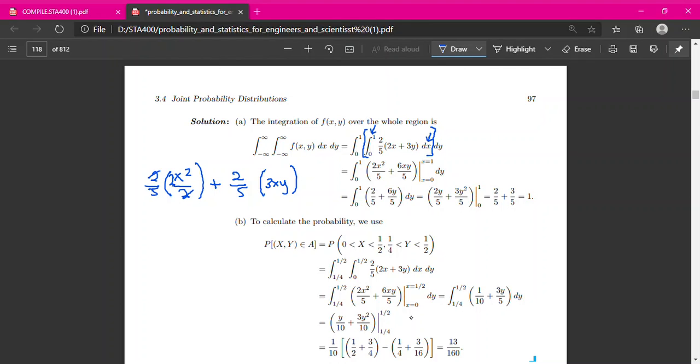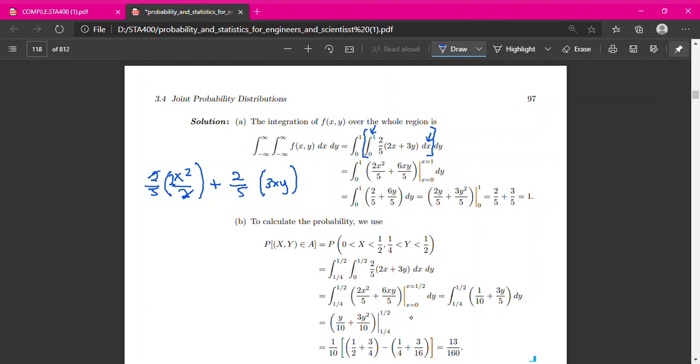So y ni akan jadi constant. 3y ni akan jadi constant. So bila you integrate constant, you akan dapat constant multiply the variable tadi, which is the variable of x. 3yx ataupun 3xy. Bolehlah, sama je. Okay. So this is the integration that you have.